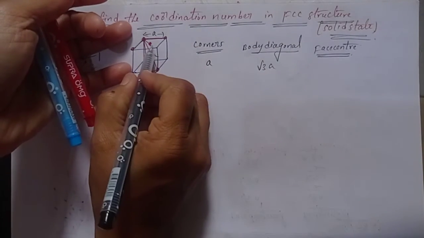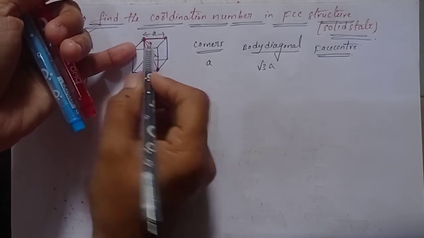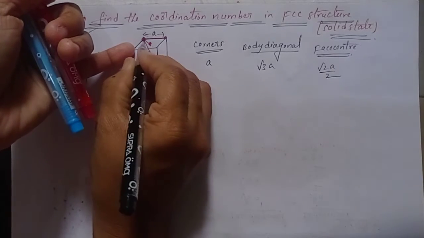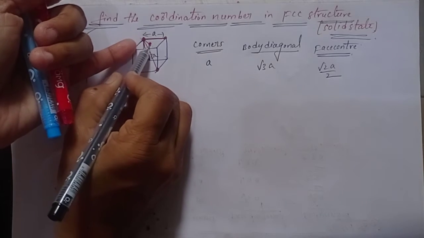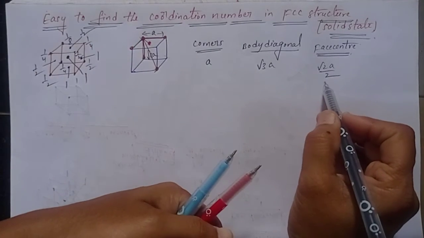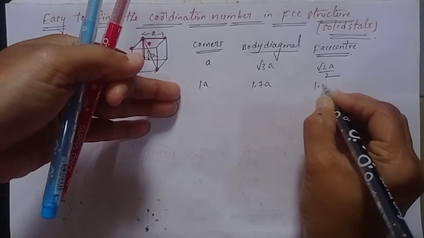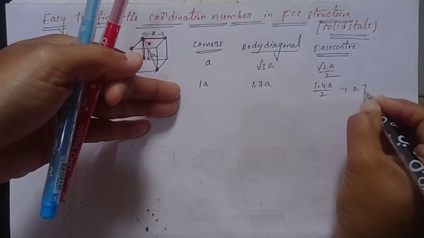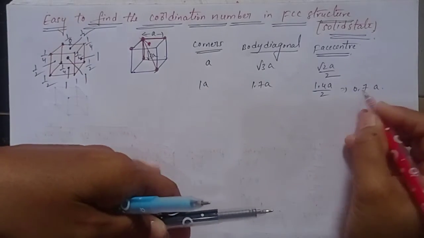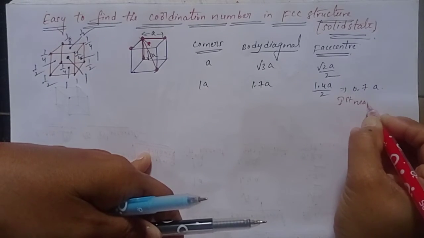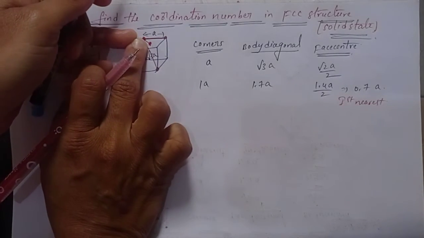And the face diagonal value, how much? √2a. We have to take half of that value, so √2 times a by 2, because we are only going till the face center, the distance from the corner to the face center. So we get √2a by 2. Then you get 1a, 1.7a, and 1.4a by 2, which gives 0.7a, correct? Now which is the smallest value, students? This one. So that is why it is the first nearest. Clear? So the face center particle is the closest to the considered corner particle.